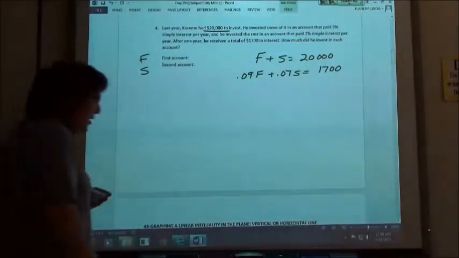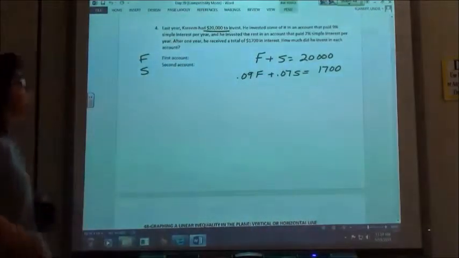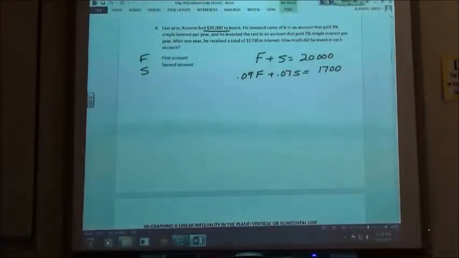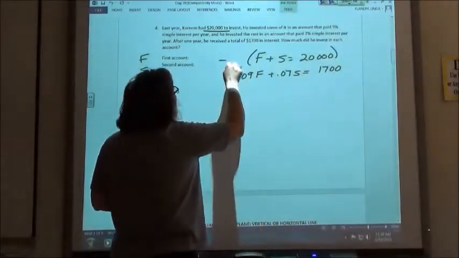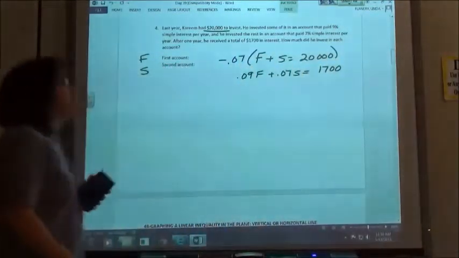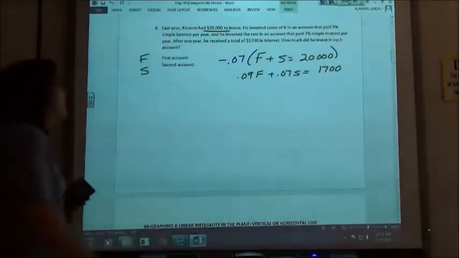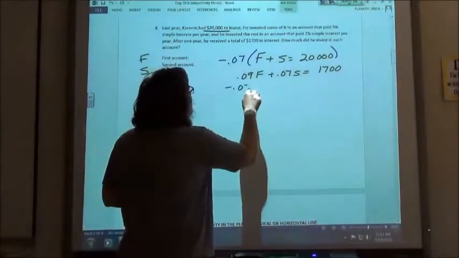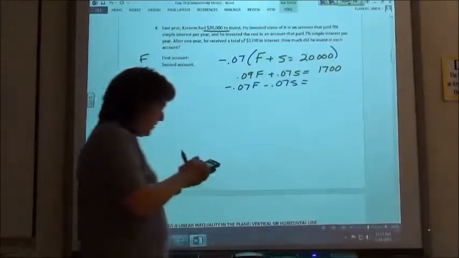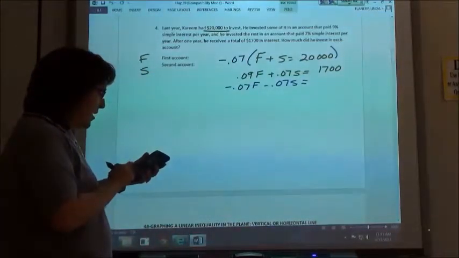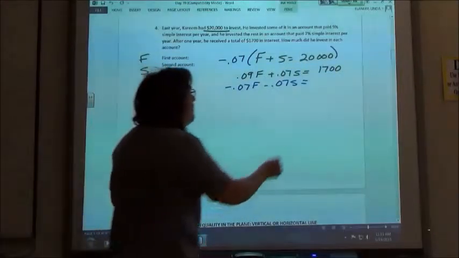So on this one, you could solve it by substitution like we did all those previous ones, but I'd probably go ahead and use the elimination method, and because I don't really like negatives, I'm going to use the smaller one, so I'm going to multiply by negative 0.07 so that I can solve by my elimination method. So negative 0.07f minus 0.07s equals 20,000 times negative 0.07 would be negative 1,400.